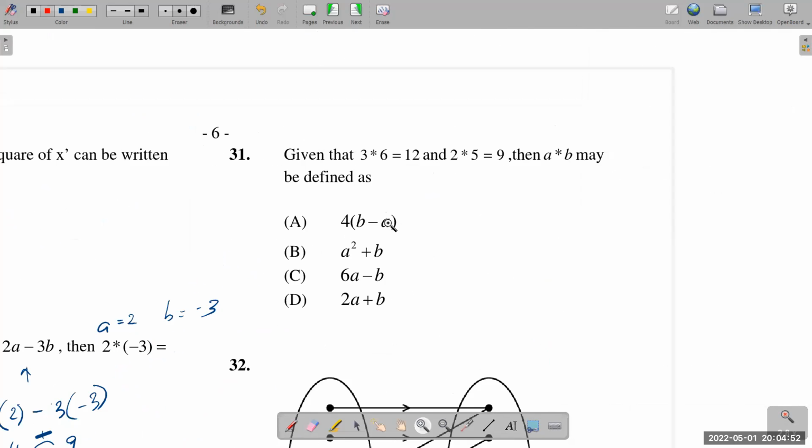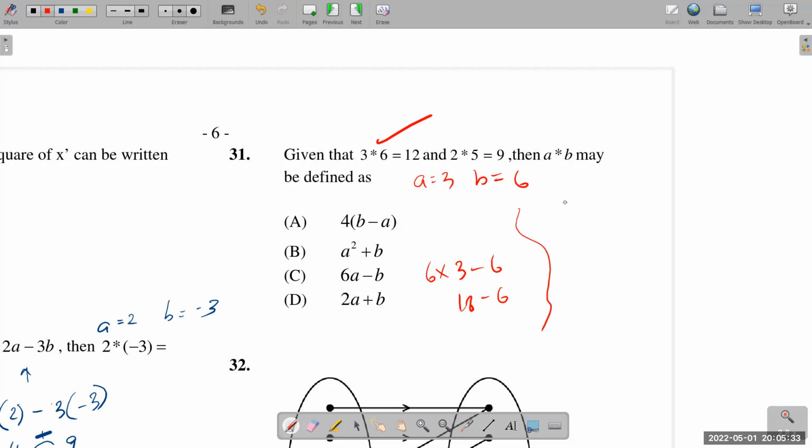This is another binary operation, but this is the one we got tested. So we didn't do this one already. We do something to 3 and 6, we get 12. We do something to 2 and 5, we get 9. So you really got to test it out. I can't remember the answer though, but we did this already. Anybody remember it? I'm so tired. C, so let's try C to see if that's it. So A is 3, B is 6. So let's see. 6 times 3 minus 6, that's 18. 18 minus 6 is 12, so that's correct.